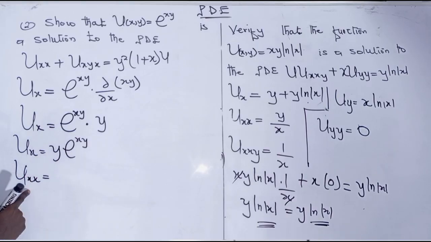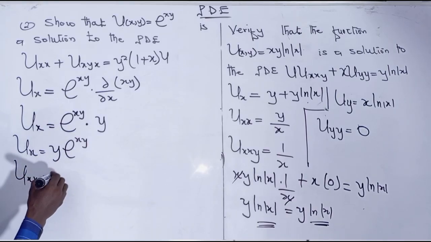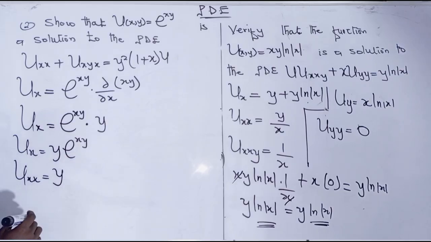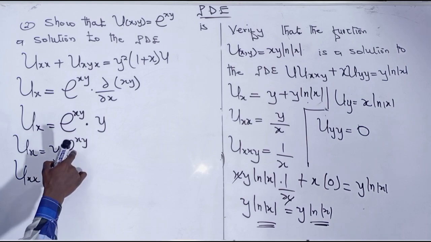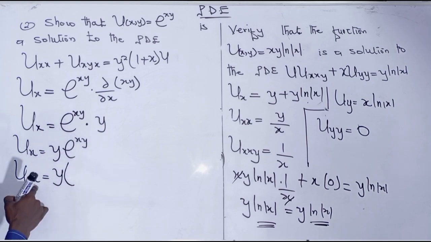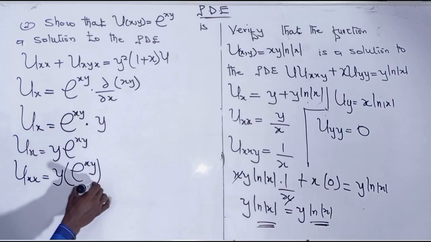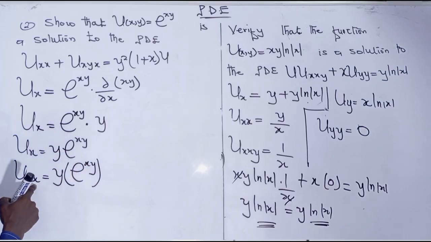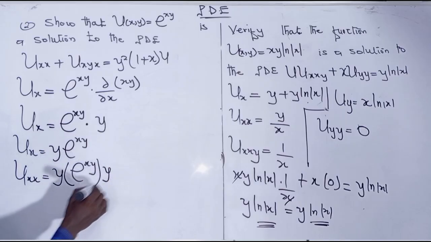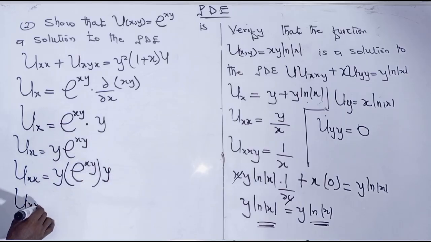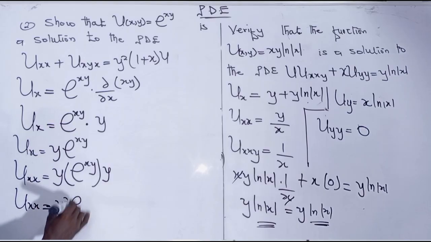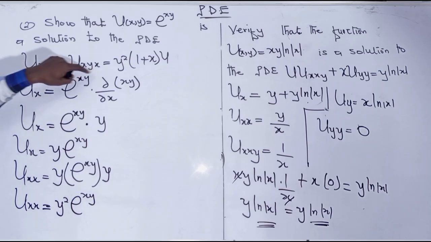Since we are differentiating with respect to x, y becomes a constant. We can still apply the product rule. y is a constant, and then we differentiate e^(xy) with respect to x. So we repeat the function, then differentiate the exponent xy with respect to x, and we get y. So u_xx is equal to y times y, which gives us y squared e^(xy). Then we are done with this, so we move on to this.